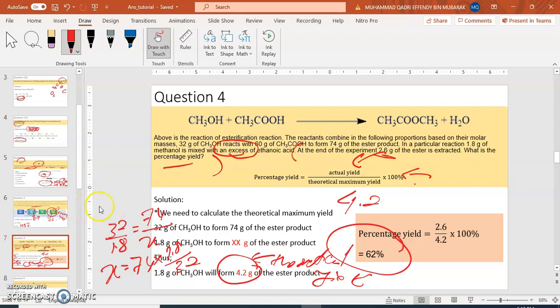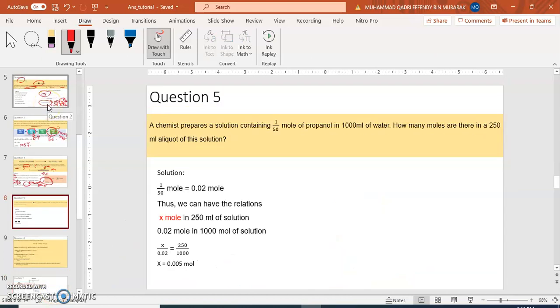So in order for you to answer this question, let's look at question 5. Question 5 mentions a chemist prepares a solution containing 1/50 mole of propanol in 1000 milliliter of water. How many moles are there in a 250 ml portion of the solution? So it means that this one is a ratio. If you are not sure what 1/50 is, I advise you to convert it to a decimal. So 1/50 mole equals 0.02 mole.